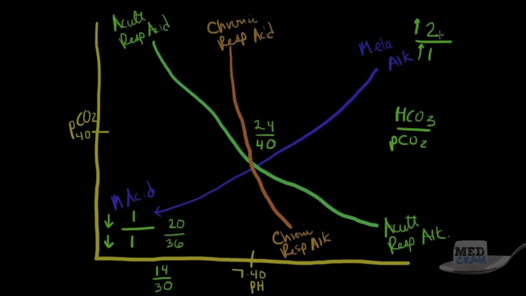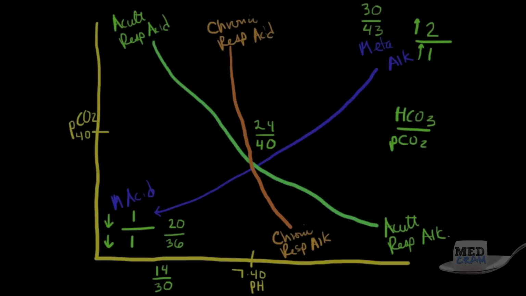Going to metabolic alkalosis, for every 2 points that the bicarb goes up, so let's pick a number here. Let's say, I don't know, 30. It went up by 6 points. And so the PCO2 should go up by 3 points. So this would be 43.